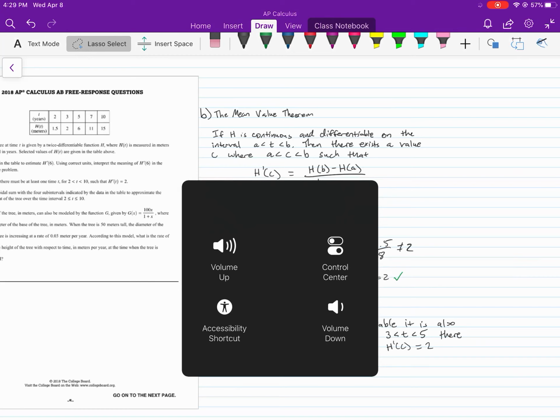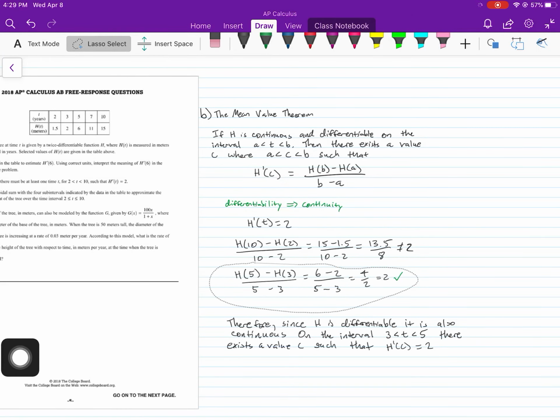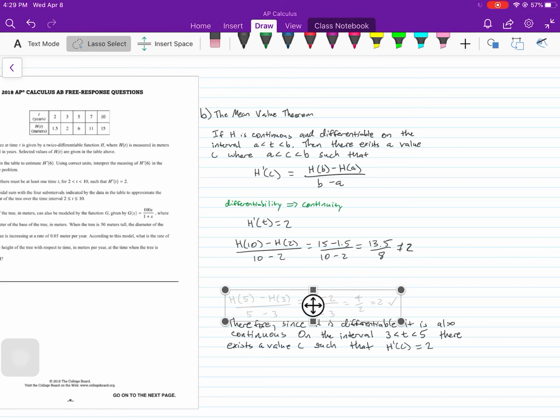There we go. So therefore, and I'm going to bring this down just to emphasize this needs to be part of your answer as well. So this is kind of the main part. You run through that and you say, therefore, since h is differentiable, it is also continuous on the interval 3 to 5. There exists a value c such that h prime of c equals 2. Let's see, it's still a little bit rough. So therefore, since h is differentiable, it is also continuous on the interval where there. That kind of smooths it out.